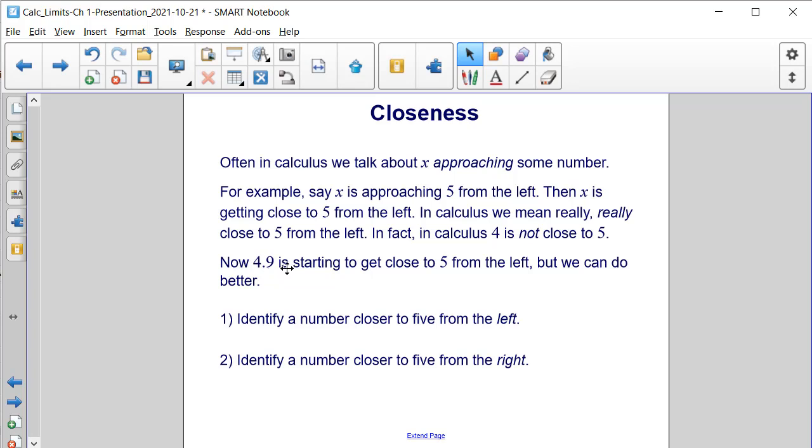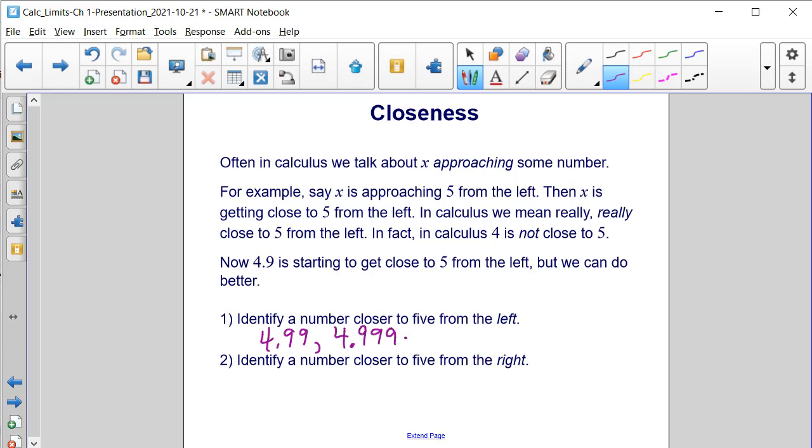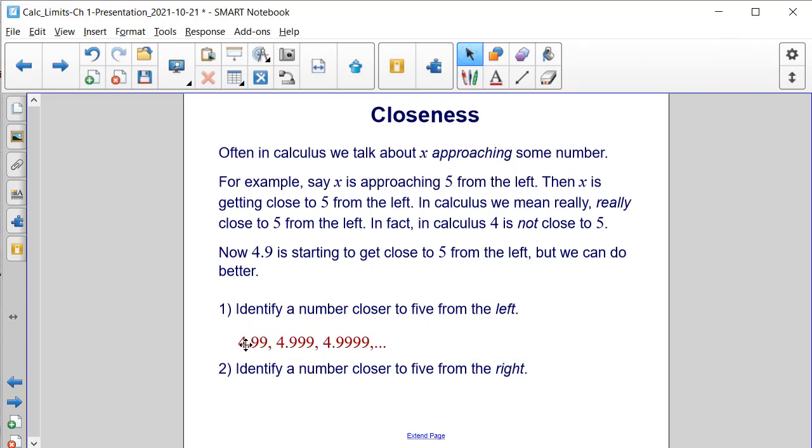Now, 4 9/10, that's starting to get close to 5 from the left, but we can do better. Another number that is closer to 5 from the left than 4 9/10 could be 4 99/100. Can we get even closer? Sure, we could do 4 999/1,000. Or we could even say 4 9,999/10,000. And you can keep going with this list to get closer and closer to 5 from the left. We see that the numbers that we came up with for this one are showing.